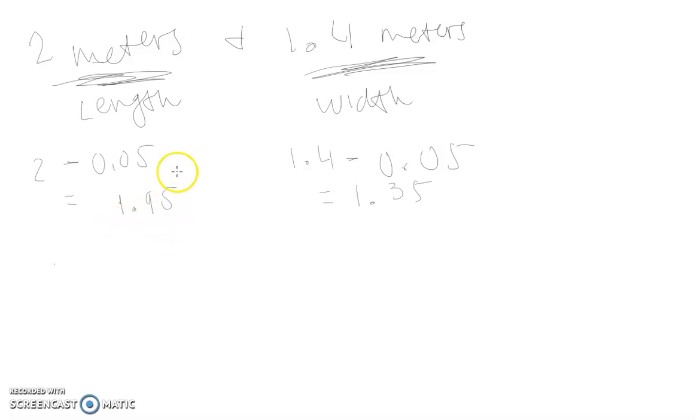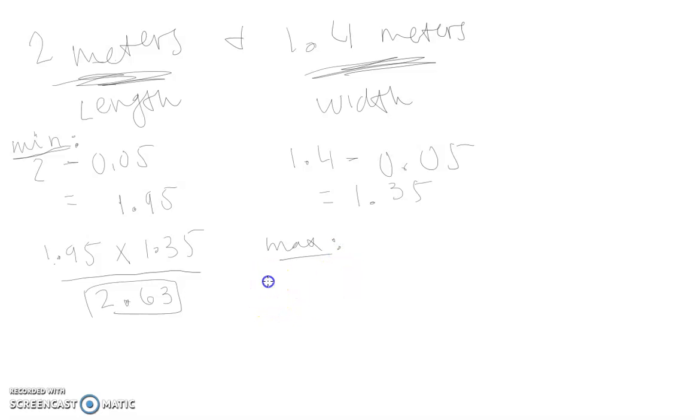So respectively, these could be the minimum values of the length and width. So now you're just going to find the minimum value of the area. So we're going to do 1.95 times 1.35. Remember, this is all minimum. Let me just write it up here. Okay, so this is all minimum, and this is equivalent to 2.63. So this is the minimum, but now we have to find the maximum.